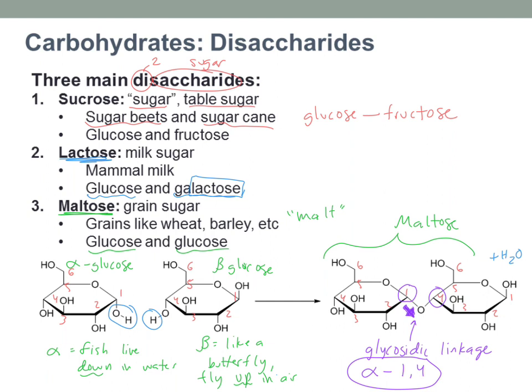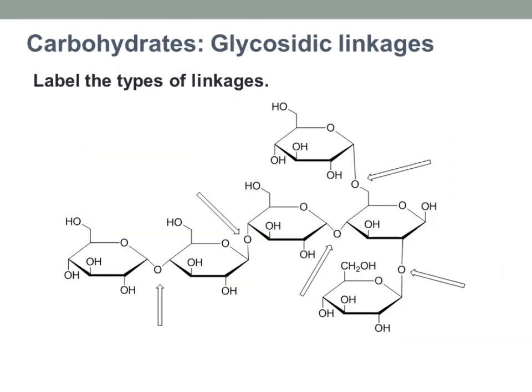You'll see it written like that, like alpha, or you could see it written like 1 to 4. There are a couple of different ways you can see it, but you're going to see alpha and a 1 and a 4 somewhere in there. And that's really important because maltose is glucose when they're connected with an alpha 1,4. It's not maltose if it's connected any other way. It's some other sugar.